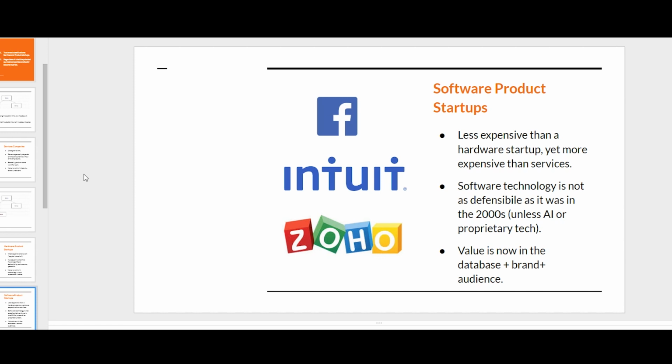So it's not as defensible as before, but today the value is in the database that these companies build, the brand and the audience, right? And companies like Facebook, again, there are many aspects to Facebook, but the better companies to look at are companies like Intuit, which specifically sells software to manage your accounts, or Zoho, which sells an entire suite of software all the way from accounts to invoicing or live chat or whatever.